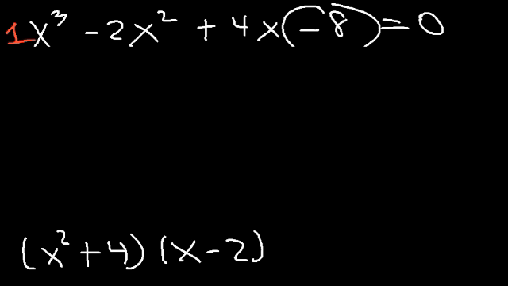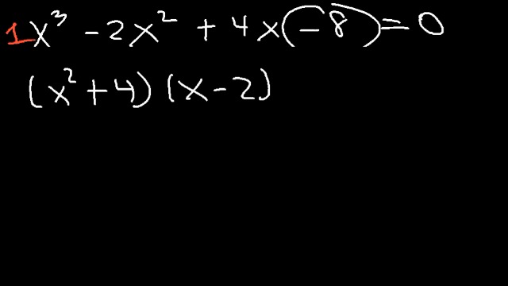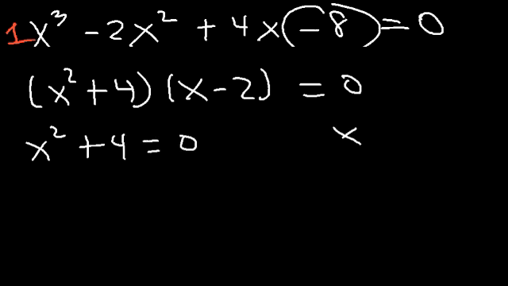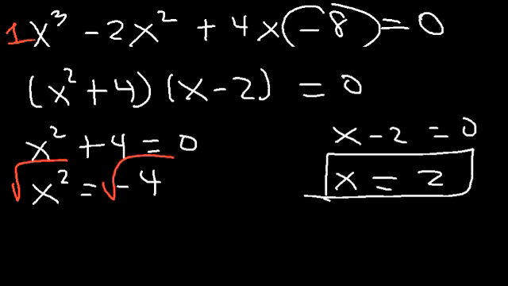So now that we have these factors, let's solve for x. So we have x squared plus 4 is equal to 0, and x minus 2 is equal to 0. So we know that one of the solutions is x is equal to 2. That's 1 root. Now for the other one, let's move the 4 to the other side, and let's take the square root of both sides. So x is equal to plus or minus the square root of negative 4.